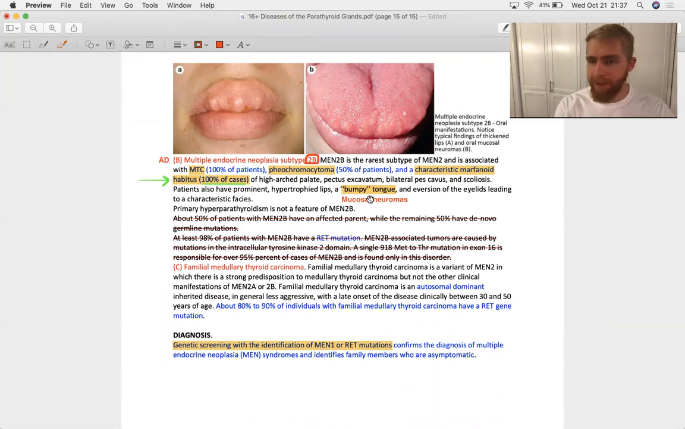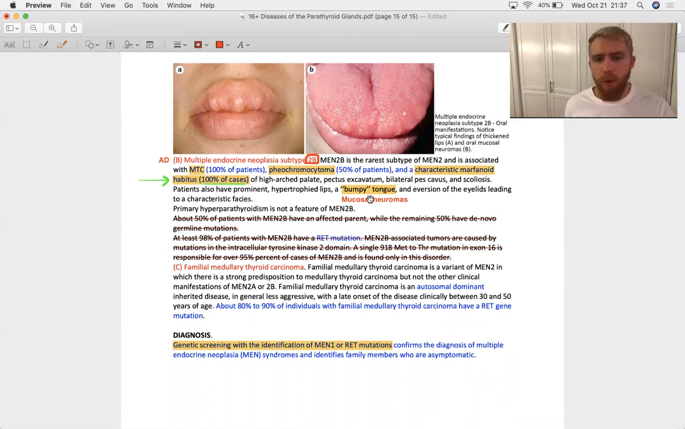So marfanoid means they don't have Marfan's. It's just kind of like Marfan's. And so when we say marfanoid, we mean that their skull's a little elongated top to bottom. They've got a high arched hard palate. We mean that they have pectus excavatum, which is going to be a little bit of a sunken chest. Bilateral pes cavus is also common, scoliosis, kyphosis, spinal column, bendy irregularities. There's a way better way to say that, but those are all part of the Marfan clinical picture.